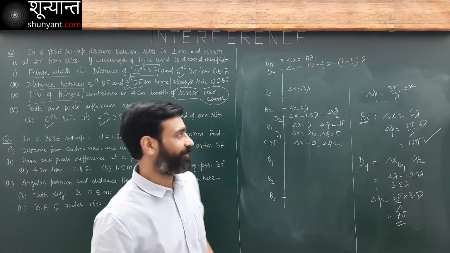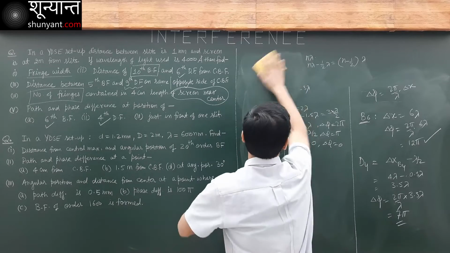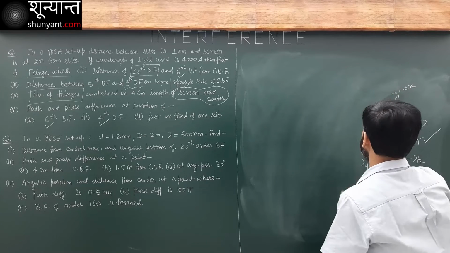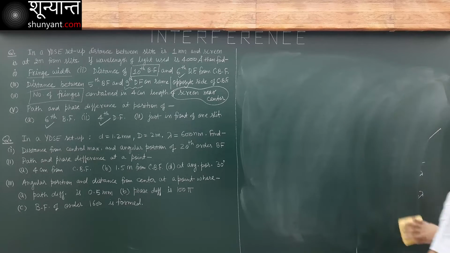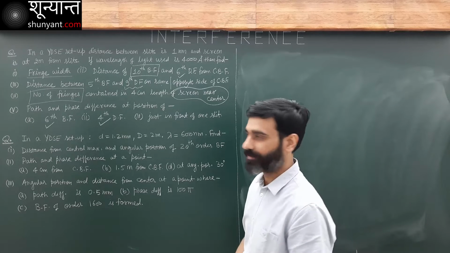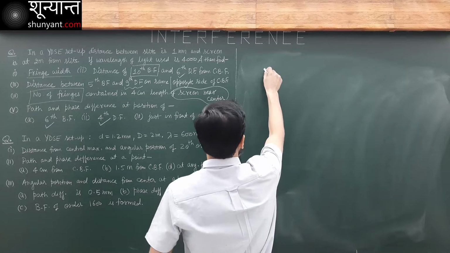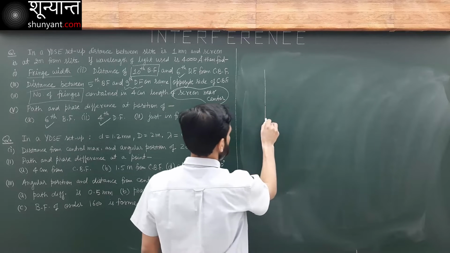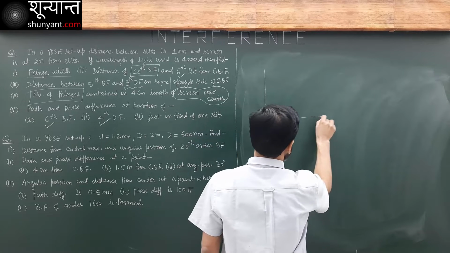Now the third one, the last one, requires a little thought. How do I find it? I want to find the path difference and phase difference at a point just in front of one slit. I have these two slits here, and this is the middle point.